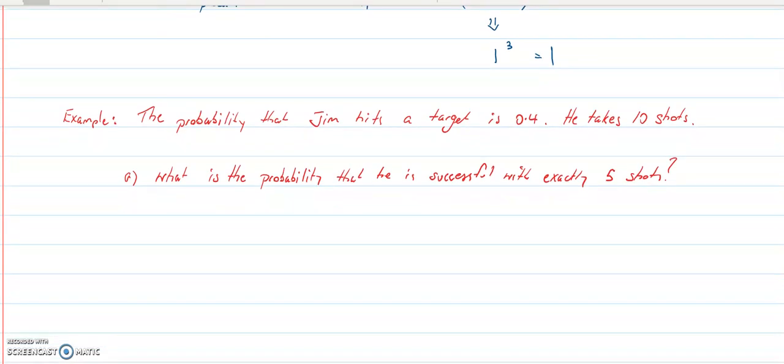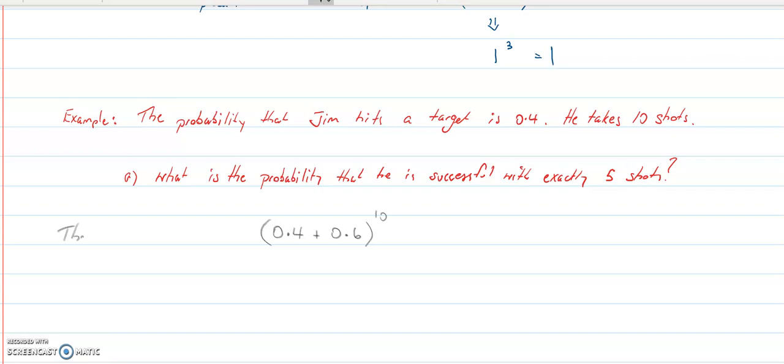Let's look at the first question. What is the probability that he is successful with exactly 5 shots? So let's have a look at this as if it were a binomial. Well, it is a binomial. Now he's got a 0.4 chance of hitting, a 0.6 chance of missing. They're the two possible outcomes. Oh, it's not 5, it's taking 10 shots. The binomial distribution is represented by this expansion.